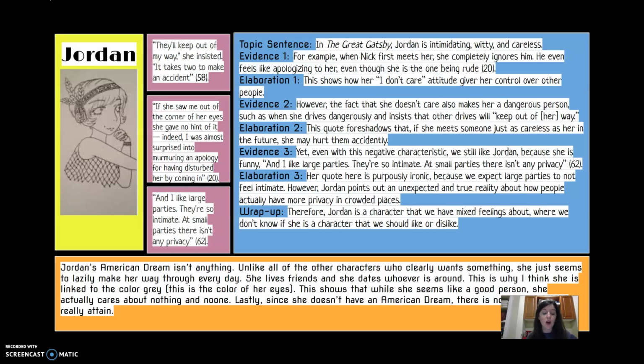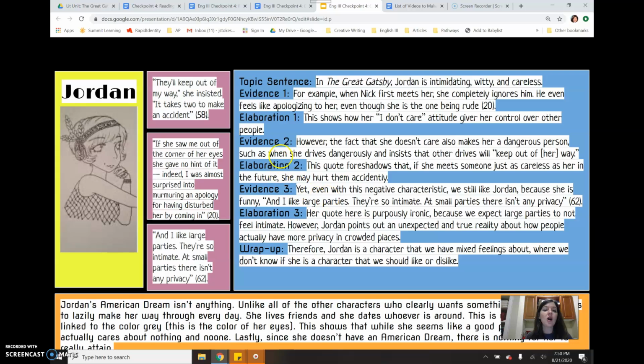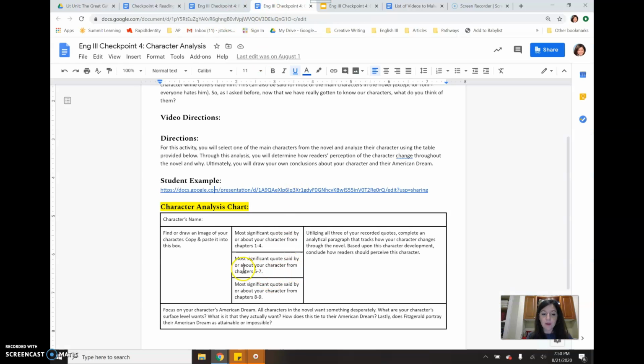And this is an example of kind of what you should do for your own character. And as I said, I have a template already built in here. You can put your image here, you can put your quotes here, you can put your paragraph here, and you put your kind of ideas about what their American dream is in this bottom one. And then you're done.